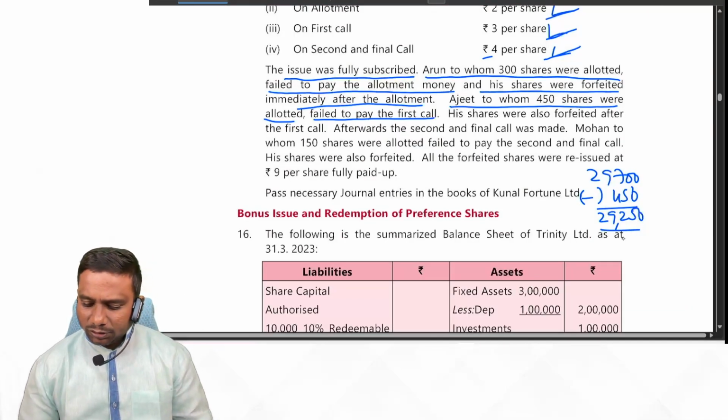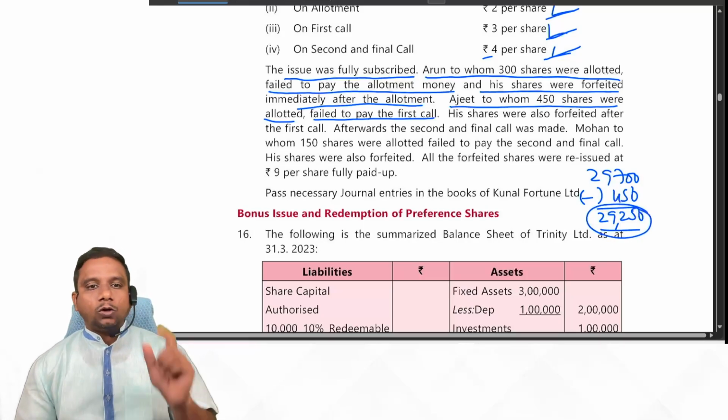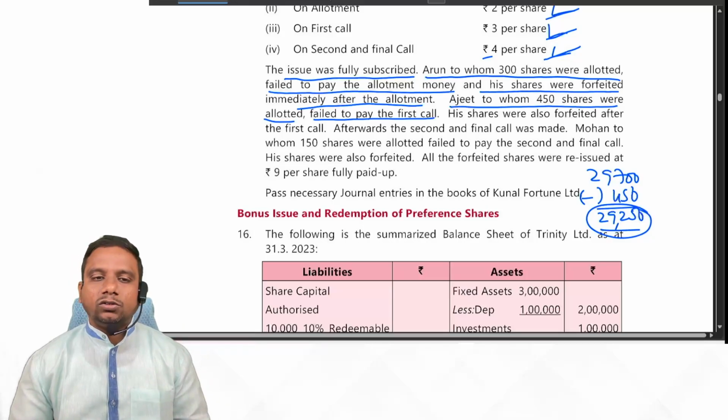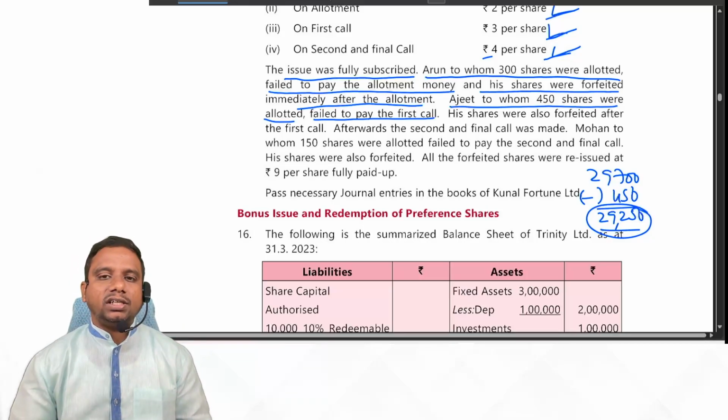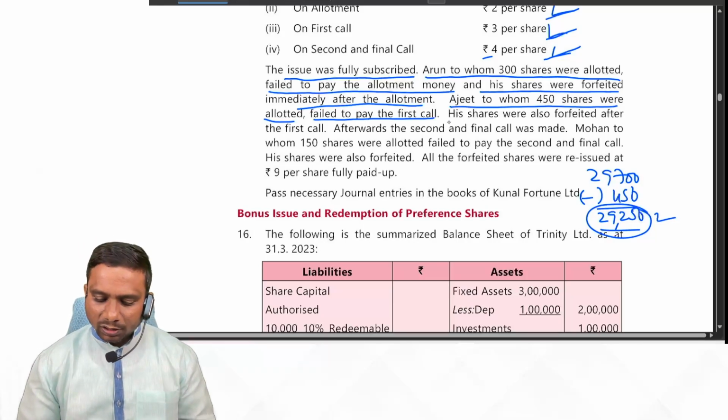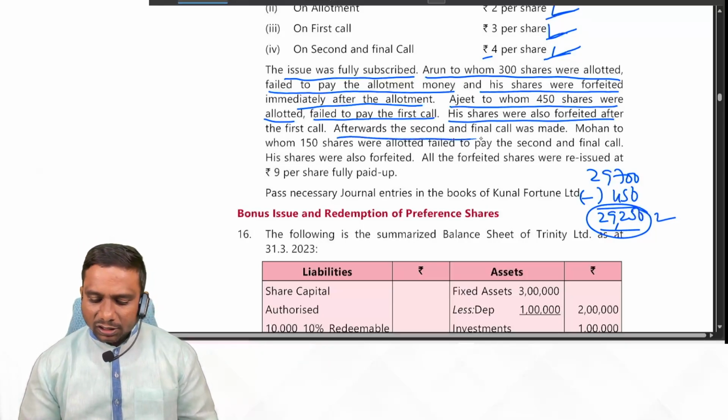Now 29,250 remaining shares we have. Total 30,000 minus 300 Arun shares forfeited, 29,700 minus 450 shares Ajit forfeited. Remaining shares are 29,000. Now, afterwards, the second and final call was made.